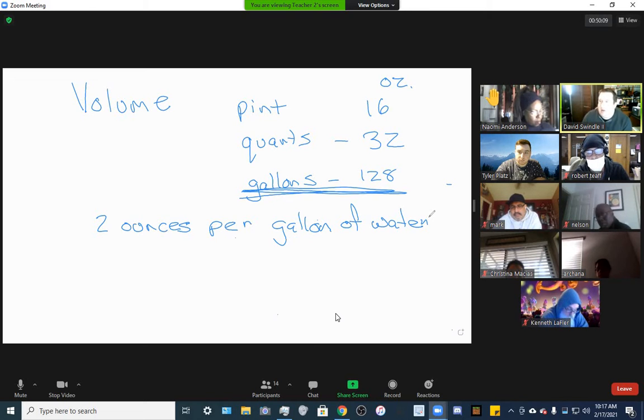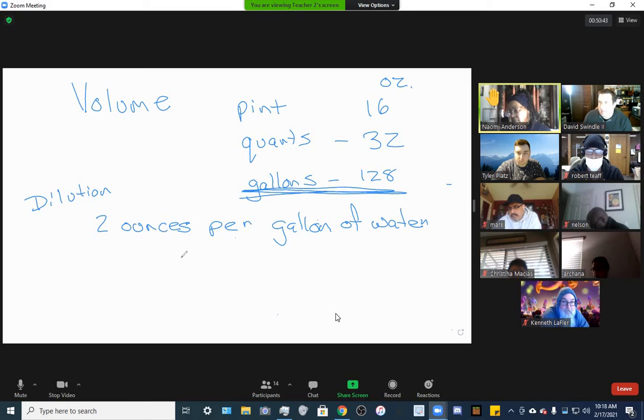2 ounces per gallon of water. That's a very common term that you would see in the cleaning world: how many ounces per gallon. So we're not talking about a ratio in this terminology. This is what we refer to as a dilution. How much is it diluted? It is 2 ounces of chemical per gallon of water.